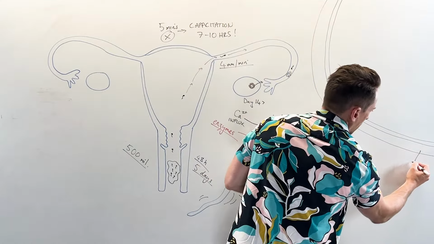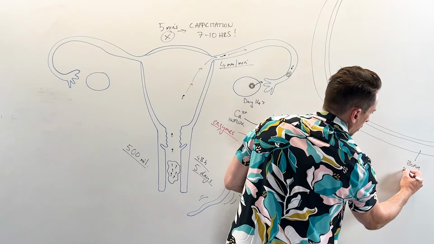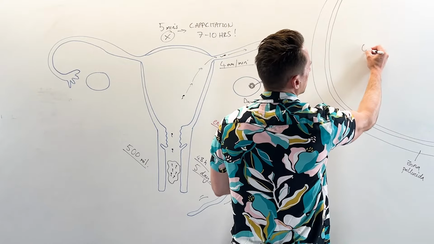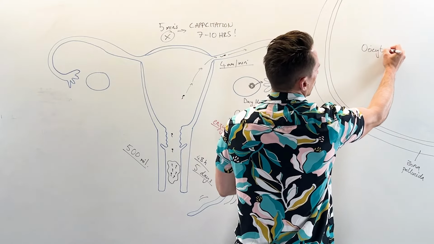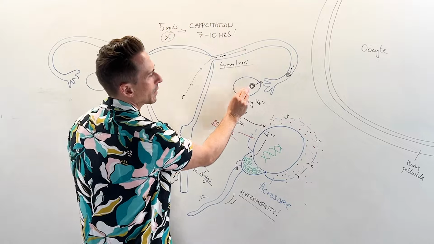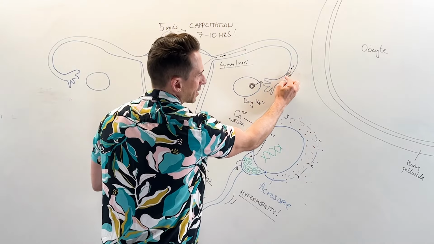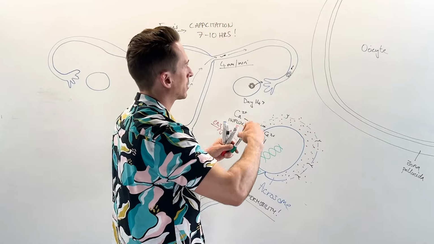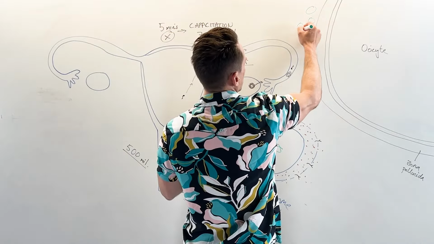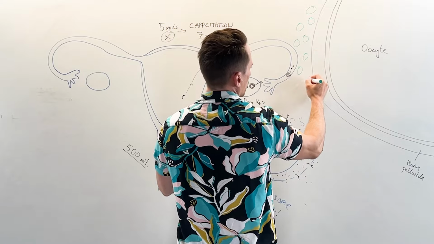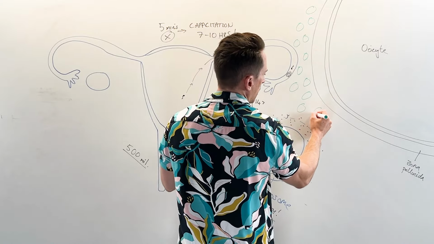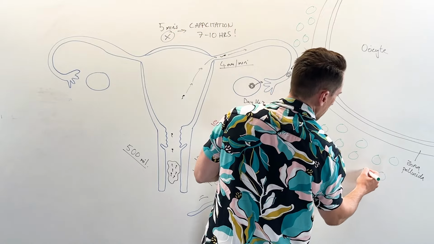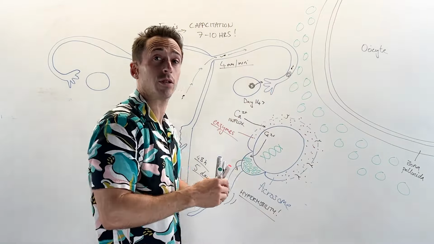I'll write it here. Here's the zona pellucida, and in here is the oocyte or egg. Now remember I said once ovulation occurred, the oocyte still has some granulosa cells around it. And that's exactly what it's got here, some granulosa cells present, trying to protect it, trying to nourish it, trying to keep it safe and well. But it means that this sperm needs to get through these granulosa cells. That's the first hurdle it needs to overcome once it gets to the oocyte.